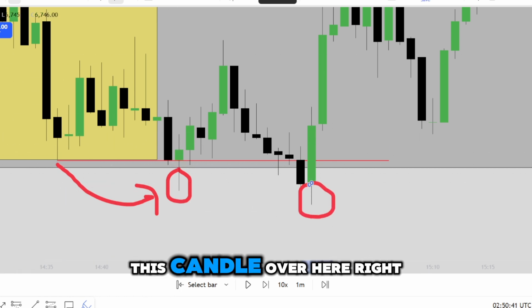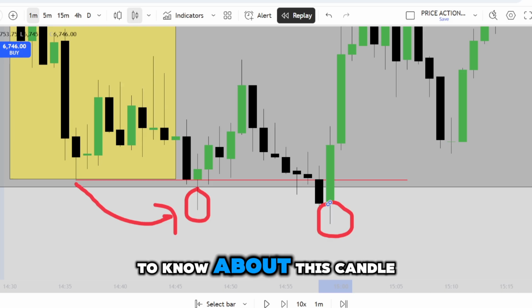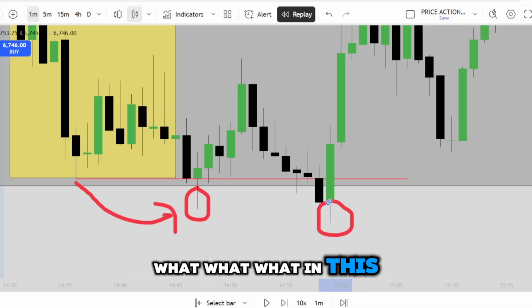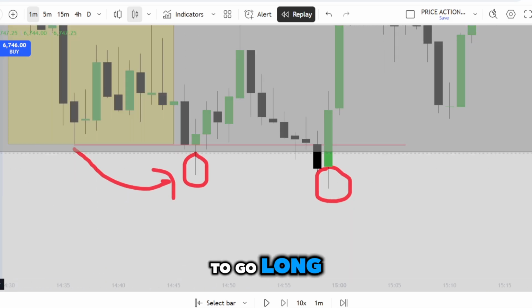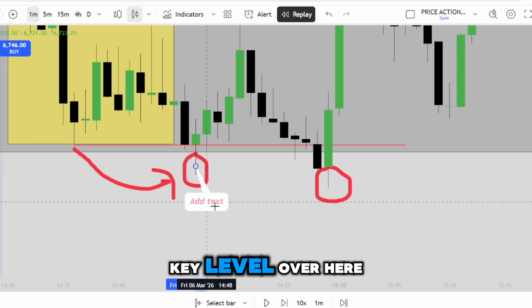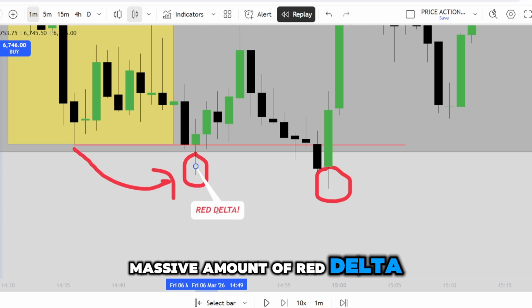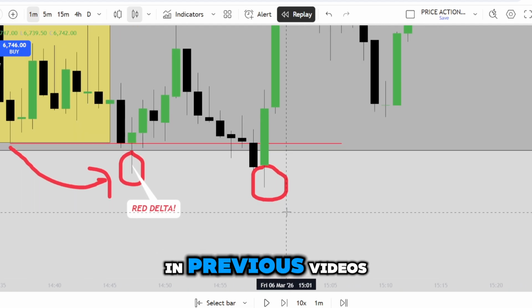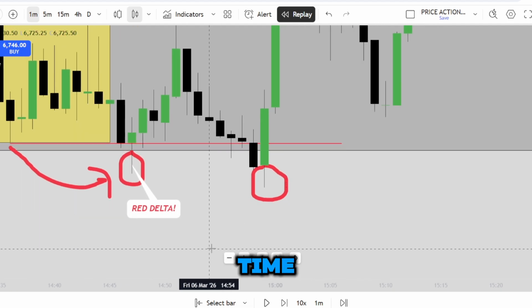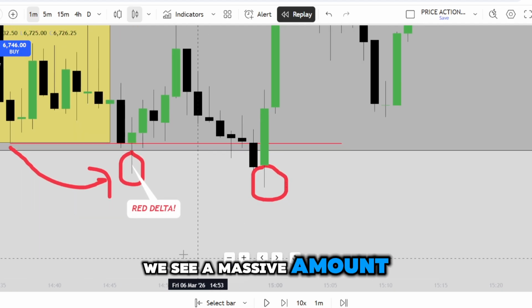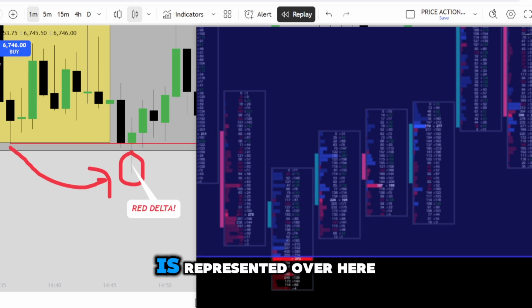What was going on in this candle over here? What do you need to know about this candle? What in this candle gives you confirmation to go long? Considering we have our key level over here, what we saw was a massive amount of red delta. I've been over this in previous videos, so I'm going to do it a little quicker this time. We see a massive amount of red delta, and that red delta is represented over here. For those who don't understand what red delta is, I'm going to break this down and make it very, very simple.